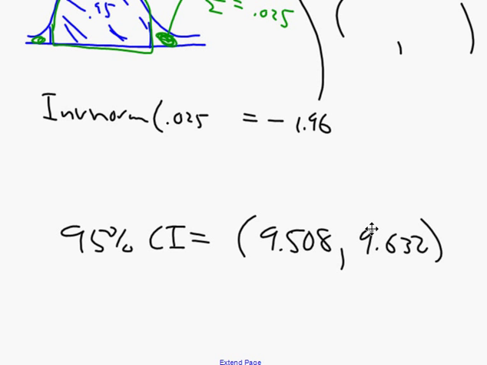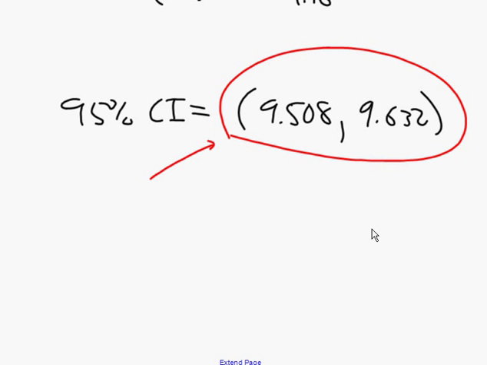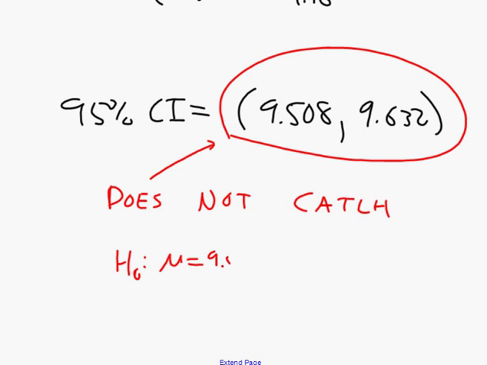Now here's what I want you to notice. I want you to make this connection. When we did the significance test, we rejected H0 in favor of HA. We said that x bar equals 9.57 was so far away from the mean of 9.5 that we're going to reject the mean of 9.5 because the p-value was only 0.268. Notice this confidence interval does not catch H0, or the statement that mu equals 9.5.